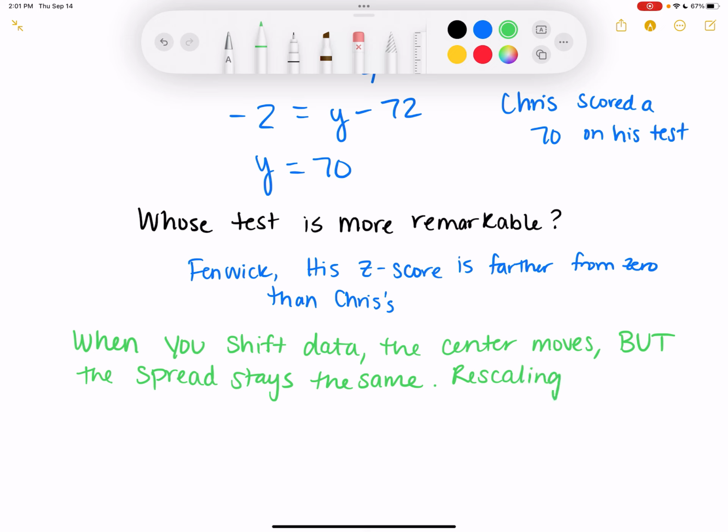Rescaling data changes the center and the spread.